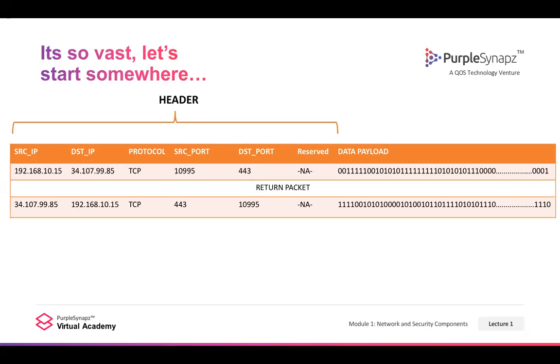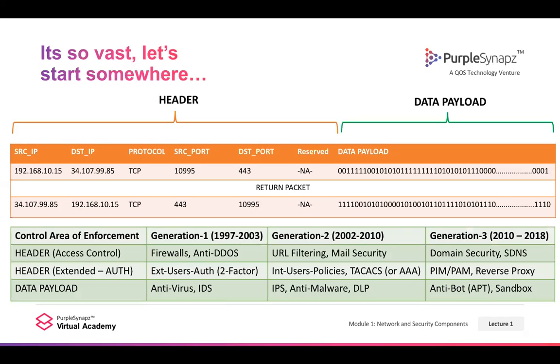Now the header ends with these fields, and then this is the payload. Payload is the real data which is moving on the wire as part of the packet itself. And when we look at this, here come the security controls that you can provide. Generation 1 security controls are the ones seen from 1997 to 2003. That's typically generation 1 of security controls.